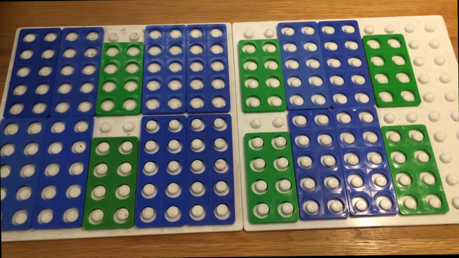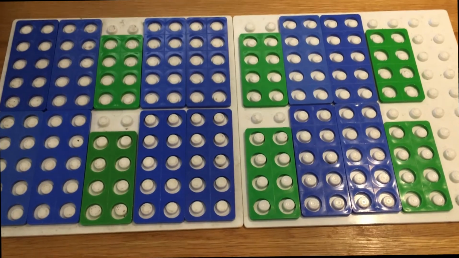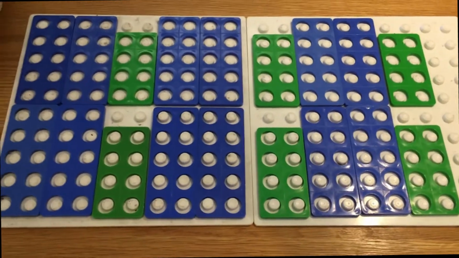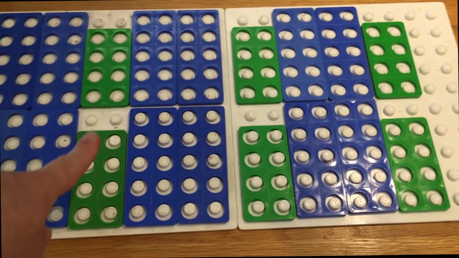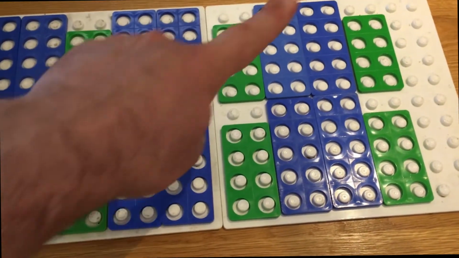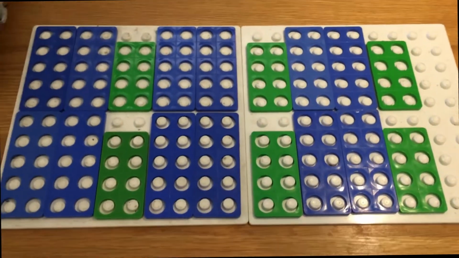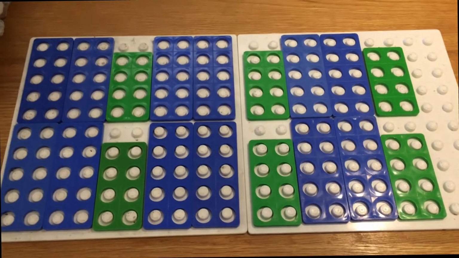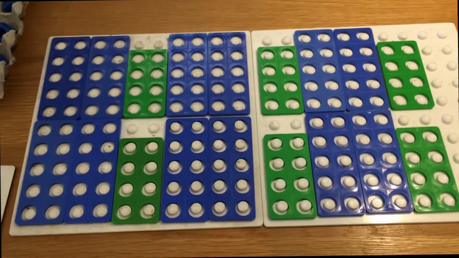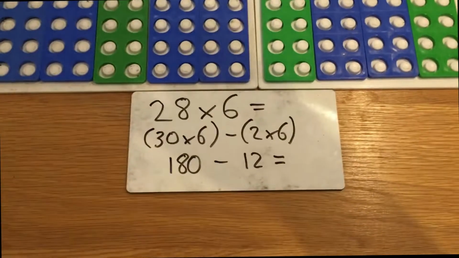So what have we got? We've got 30 multiplied by 6 is 180, and we've got to subtract 2, 4, 6, 8, 10, 12. So 180 subtract 12 is 168. Let's bring that one into play.